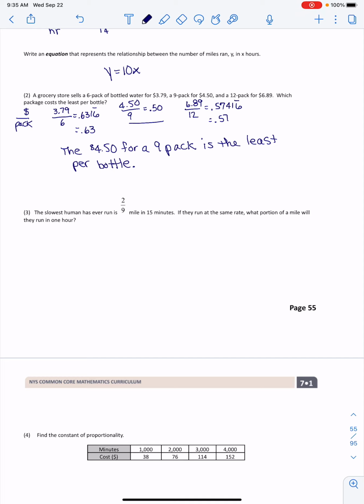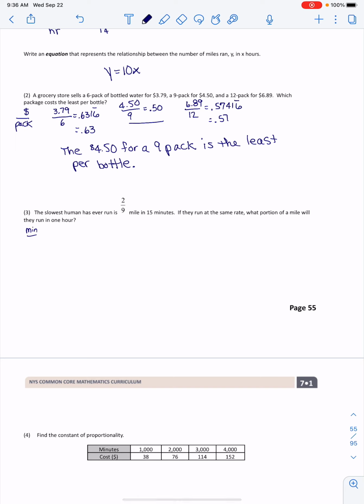Next, it says the slowest human has ever run is 2/9 miles in 15 minutes. If they run at the same rate, what portion of a mile will they run in 1 hour? Well, the first thing I have to do is change 15 minutes to an hour. To do that, I have to write minutes to change it to hours.